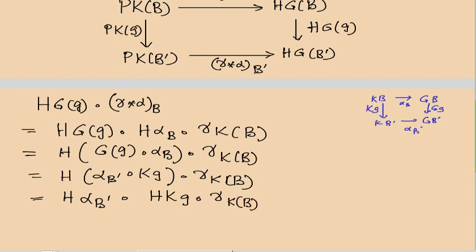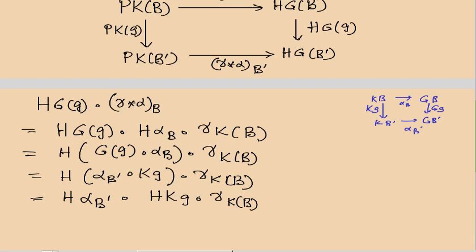Where is that in the diagram? Yes, these last two statements. This GG composed alpha B is equal to alpha B prime composed KG by the naturality of alpha. G alpha B, that's it. N alpha B KG. Yeah? So now I used H over here, then HKG composed gamma KB. Okay.